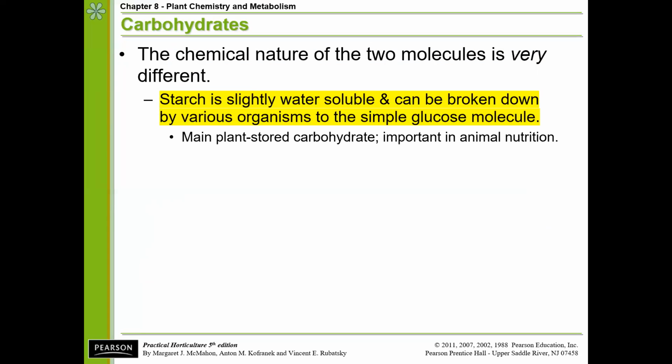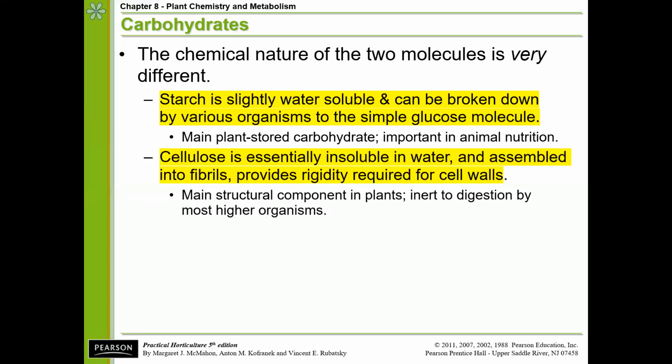Even though it's one simple chemical nature, starch is slightly soluble and can be broken down to the simple glucose for our nutrition. We break down into the simple carbohydrate, which we make other things from, basically everything. So it's driving the plant, driving our metabolism. Cellulose, on the other hand, is insoluble in water, unless you do things to make it soluble, and it's assembled into fibrils, which adds the rigidity required for the cell wall.